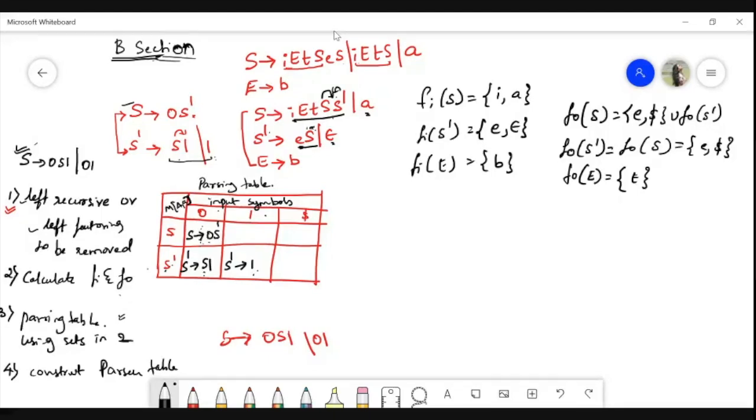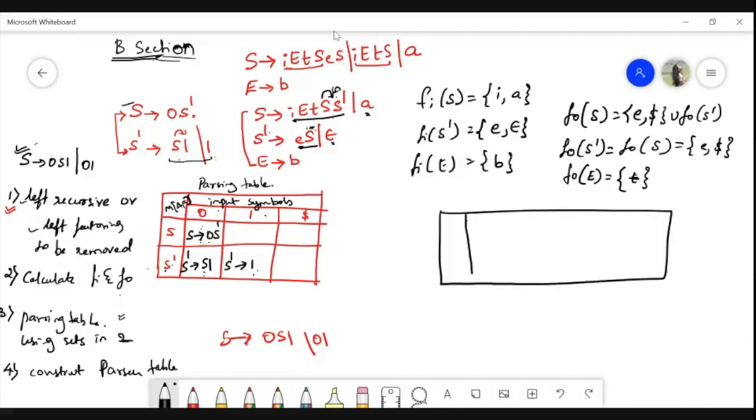Now, when you draw the parsing table, ma'am, how did you eliminate that recursion, follow set of S dash and then follow set of S? No, you can't. If you get a few more terminals, then you can add all of them. So you cannot do it. That's why it is only E and dollar. That's all. So we just ignore the recursion. Yes.